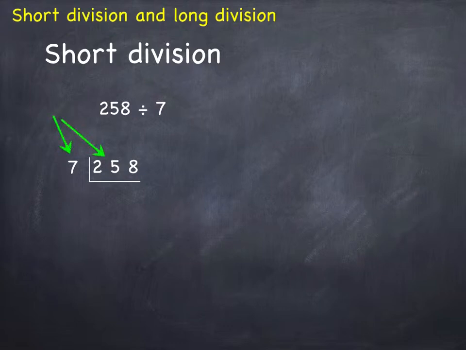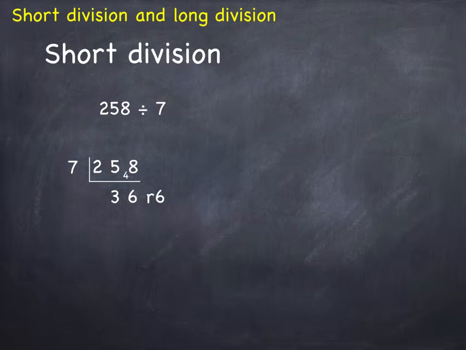Well, 7 4s are 28. That's too big. 7 3s are 21, and that would give a remainder of 4. So write the 3 below and carry the remainder 4 along to join the 8. And finally, 7 into 48. Well, 7 6s are 42, so 7 into 48 goes 6 times with a remainder 6. And that's the answer using short division. 36 remainder 6.